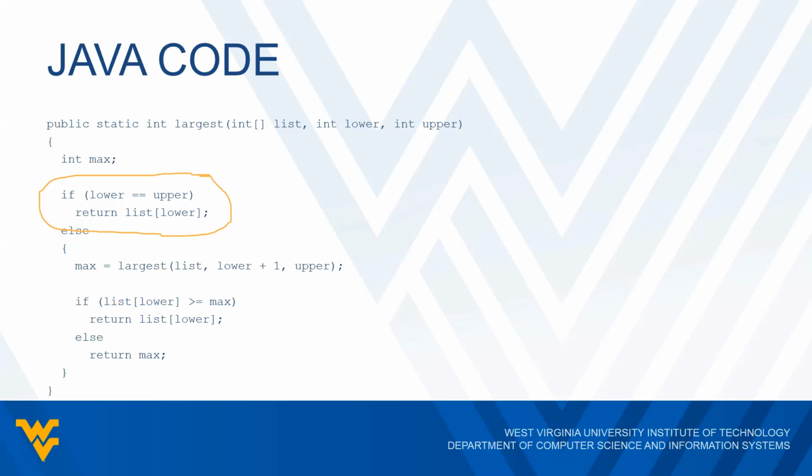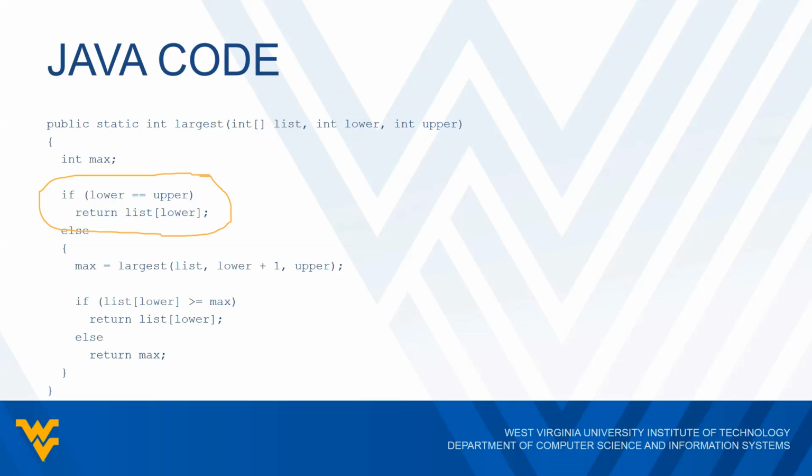Well, when we call the largest method, we can specify the range that we want to try to find the largest of. So if we were to use our earlier example, we would call largest for our list, and then we would pass 0 and 5. We want to find the largest element from 0 to 5, which would be the entire array. So lower is our lower bound, and upper is our upper bound.